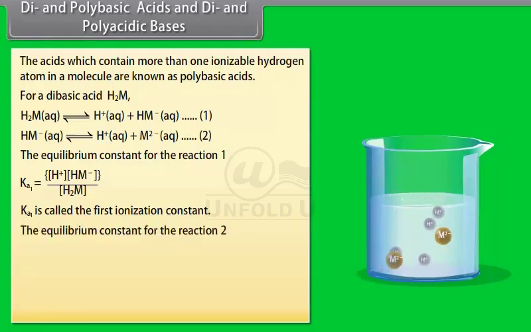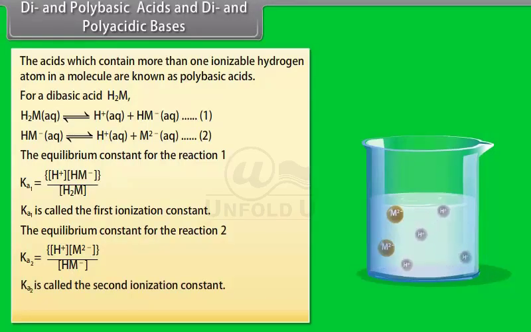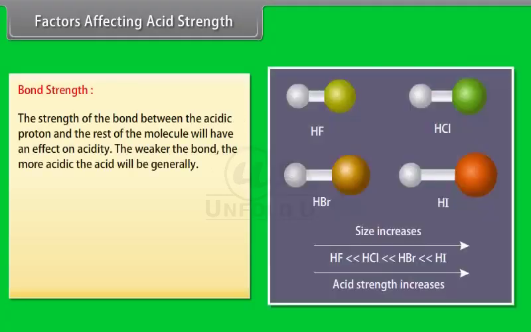The equilibrium constant for the reaction 2, Ka2 is equal to H plus into M square minus by HM minus. Ka2 is called the second ionization constant. Ka1 is greater than Ka2 because of more electrostatic force. Factors affecting acid strength. Bond strength. The strength of the bond between the acidic proton and the rest of the molecule will have an effect on acidity. The weaker the bond, the more acidic the acid will be generally.